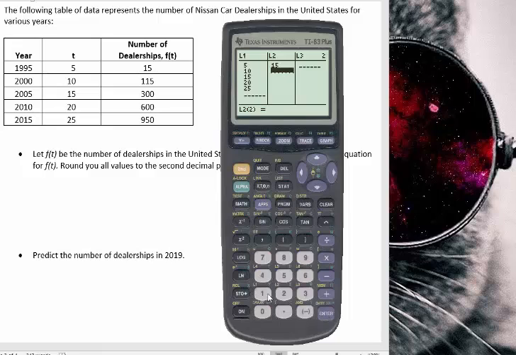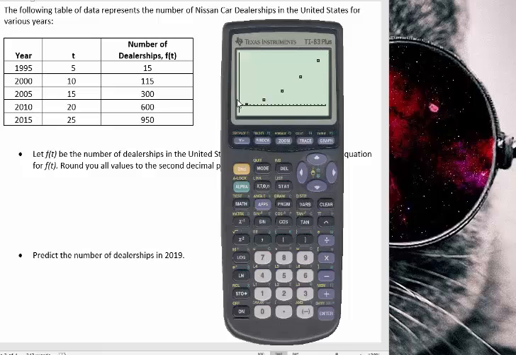15, 115, 300, 600, and then 950. All right, I just want to look at what the data looks like. So I'm going to hit second function stat plot under number 1, make sure my stat plot is on. Then I'm going to hit zoom, number 9, zoom stat. And you can see this looks like a parabolic or a quadratic relationship.